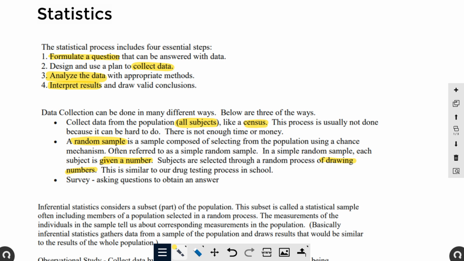So if you play a sport or you drive a car, you're automatically looped into that drug testing sample. And so what they do is they kind of mix up the names and then they pull one out, and that's the person who gets drug tested. Another way of doing this, or the best way of doing this, is making sure that everybody is in order before you give them a number.